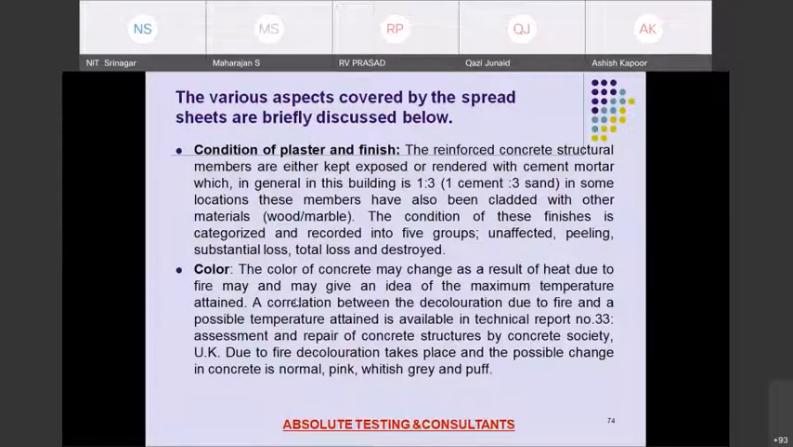Then color. The color of the concrete may change as a result of heat, due to fire maybe, and may give an idea of the maximum temperature attained. The correlation between the discoloration due to fire and the possible temperature attained is available in Technical Report Number 33, Assessment and Repair of Fire-Damaged Concrete Structures, by the Concrete Society UK. Due to fire, discoloration takes place, and the possible changes in concrete are normal, pinkish, whitish gray, and puff.